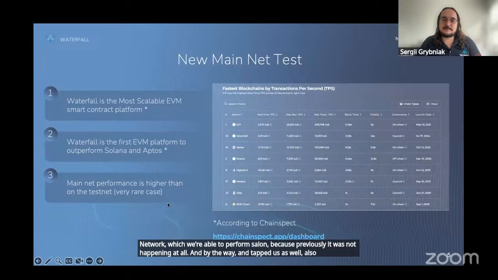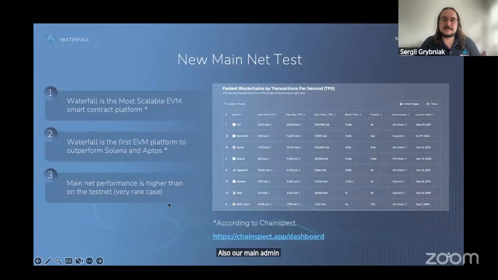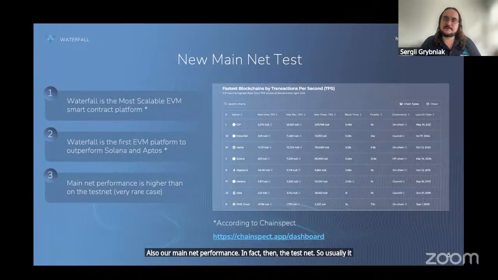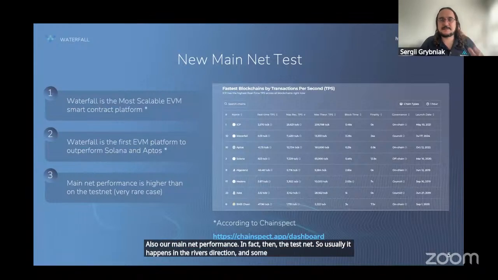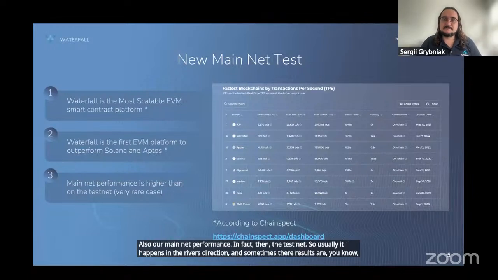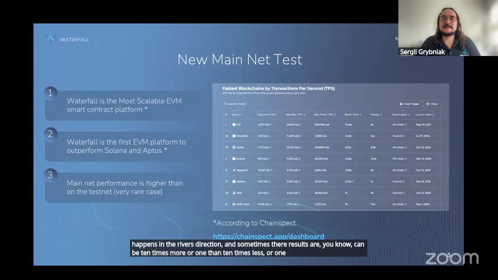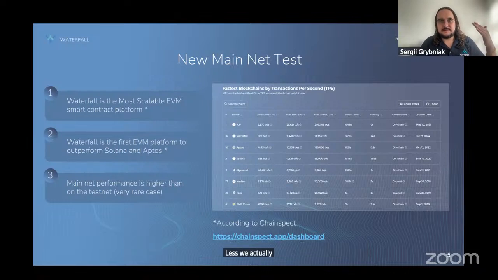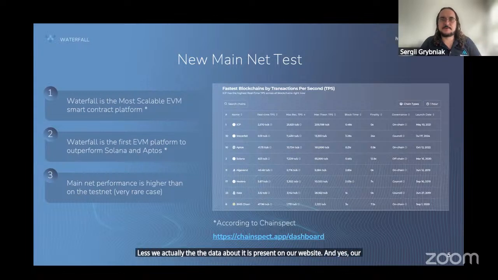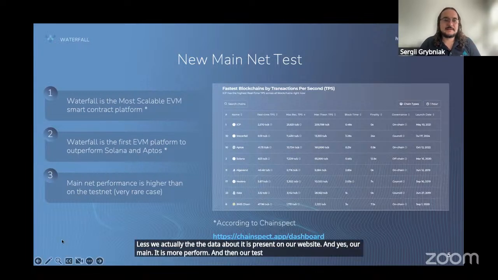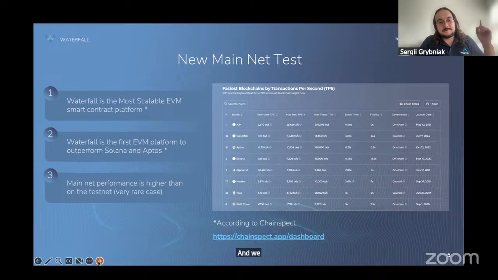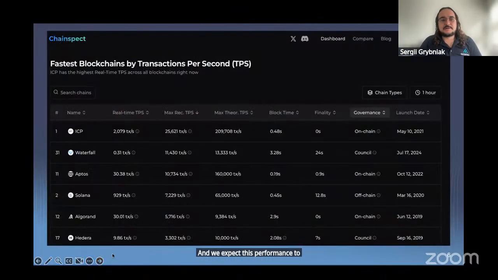Also, our mainnet performance is higher than the testnet. Usually it happens in the reverse direction, and sometimes the results can be 10 times less or 100 times less. The data about it is present on our website, and yes, our mainnet is more performant than our testnet. We expect this performance to increase further.